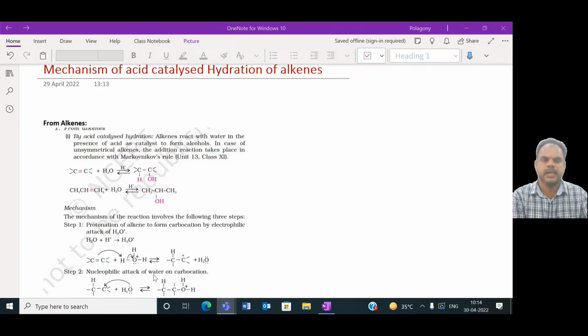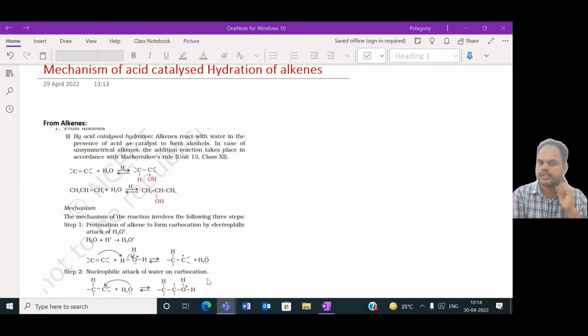Step 2 is the nucleophilic attack of the water molecule on the carbocation. Once the carbocation is formed in the first step, the water molecule, which acts as a nucleophile, attacks the carbocation. When a lone pair of electrons from the oxygen is given to the carbocation, a positive charge is formed on this water molecule attached to the carbon, and this positive charge is compensated by the deprotonation process.